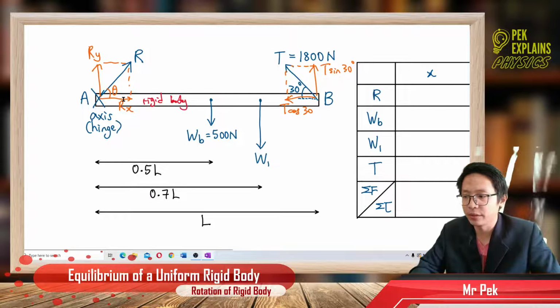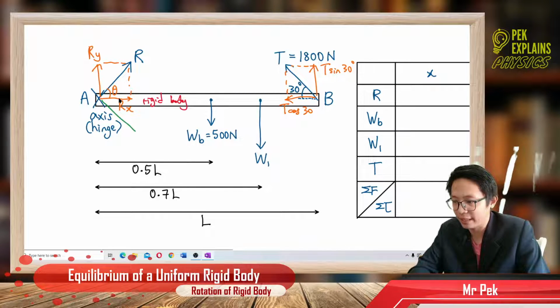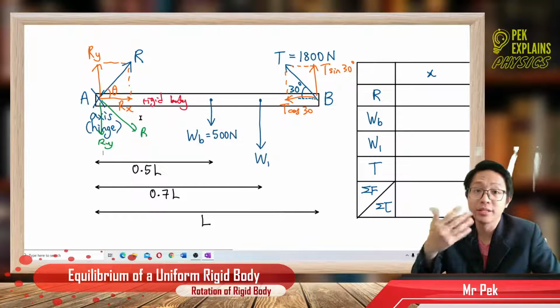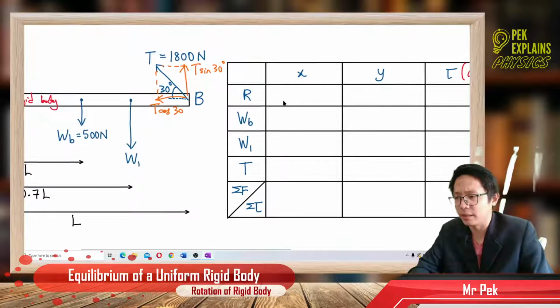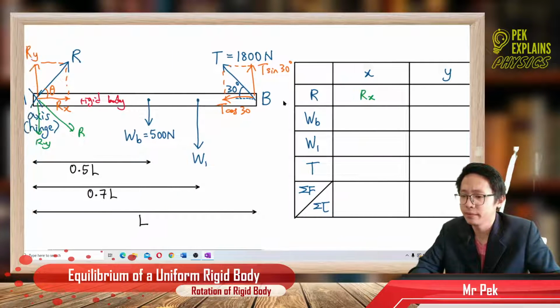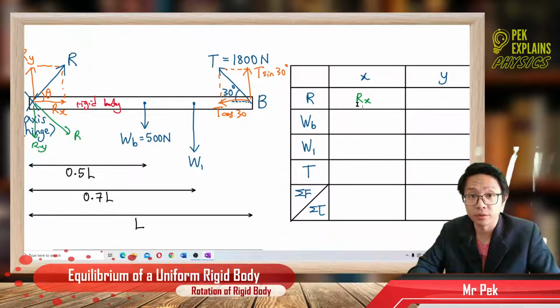Actually, R can have two possibilities. R can go up, can go down. So I'm not sure whether Ry is going up or going down. That's why we need to find out. At this moment I just put Rx for the x component. Not sure whether it's going to the right or left. Just put Rx. Later, if you get a positive sign, it means it is going to the right. If you get a negative sign, it means it's going to the left.